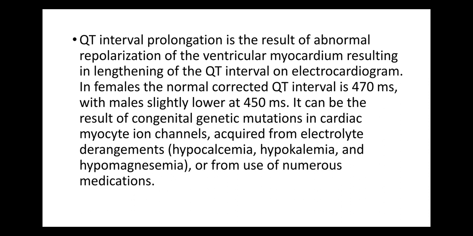QT interval prolongation is the result of abnormal repolarization of the ventricular myocardium, resulting in lengthening of the QT interval on an ECG. In females, the normal corrected QT interval is 470 milliseconds, and in males slightly lower at 450 milliseconds.